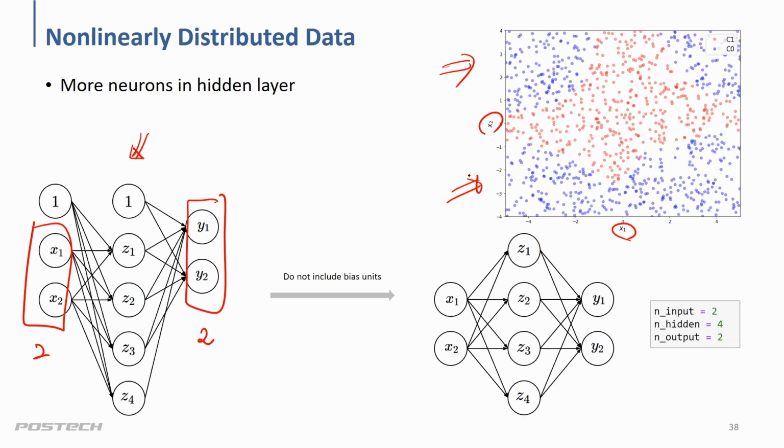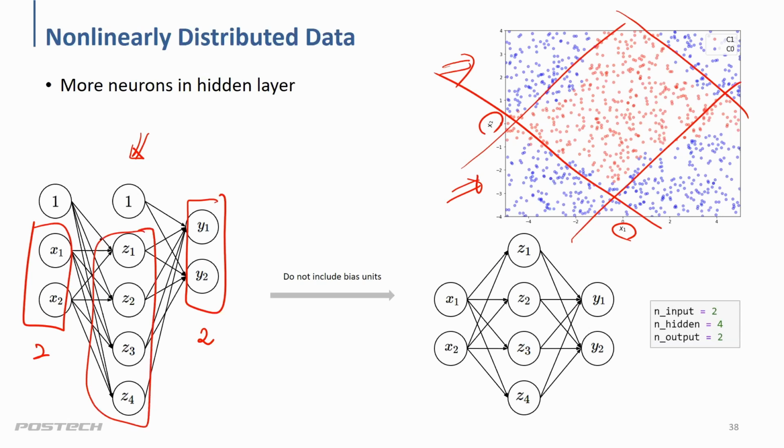The other way I can say it is, how many lines do you think you need to separate? More, four? Four, right? So probably like that. Probably. That's why I intentionally included four neurons in the hidden layer.